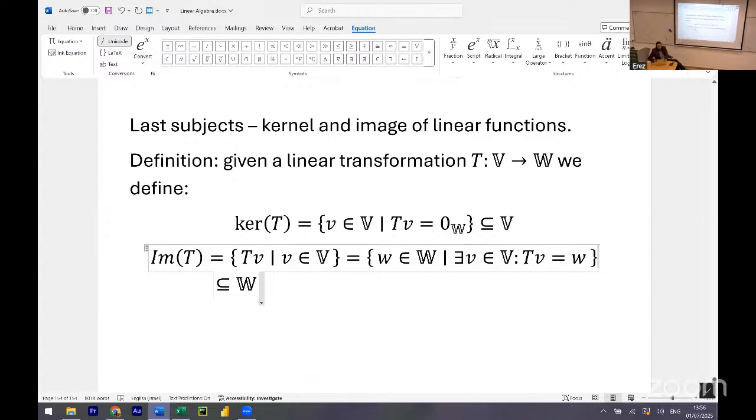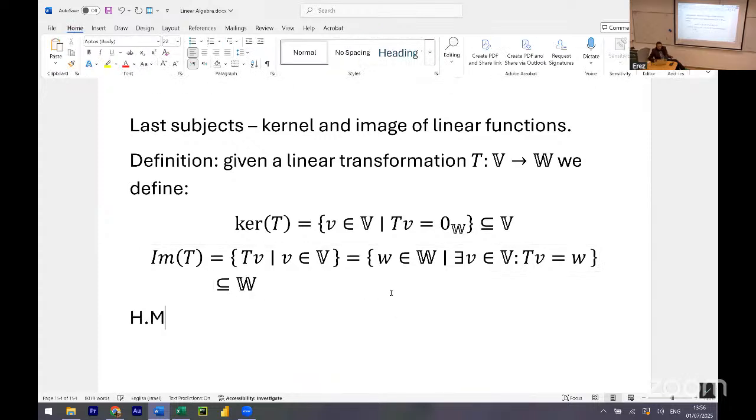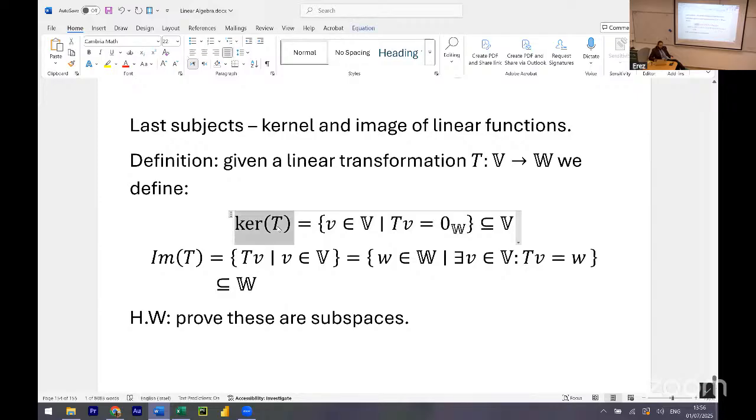So without proof, as an exercise, HW: prove these are subspaces. They are not just subsets, these are subspaces. The kernel is a vector space and the image is a vector space. Using the tools we learned about subspaces not so long ago.